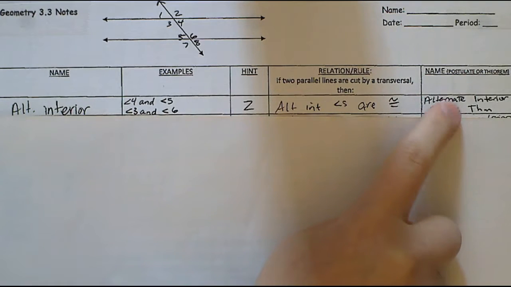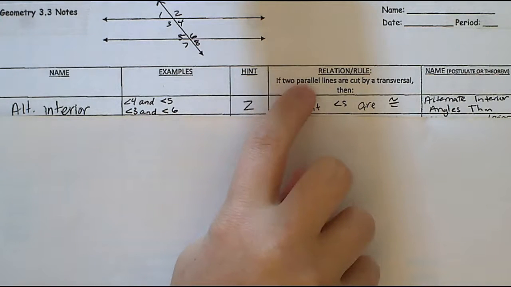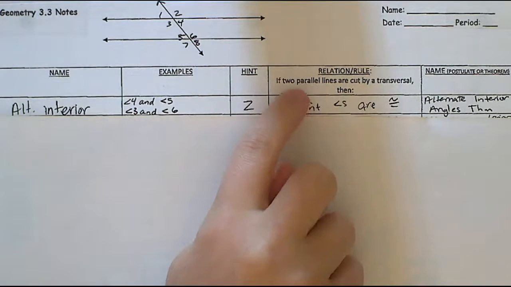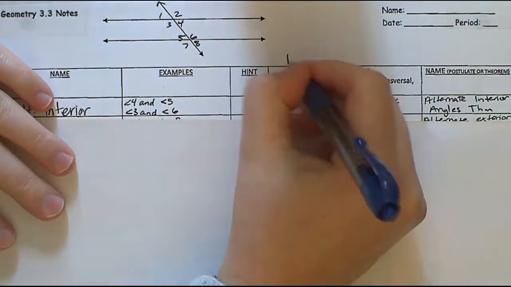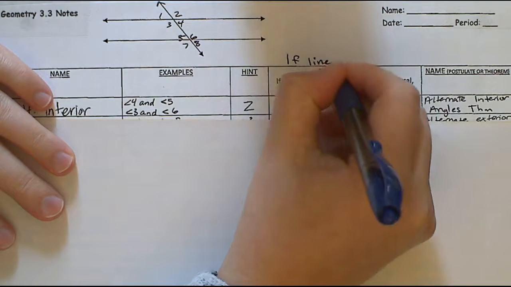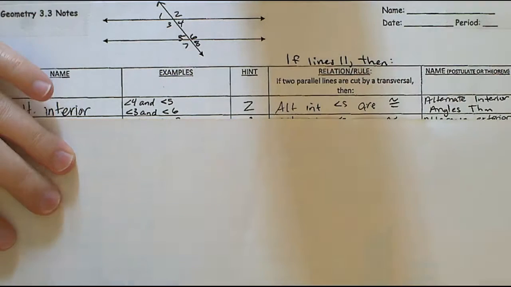You don't really need to memorize this, but you do need to know how to write the if-then statement. And the important thing is that you always start with "if two parallel lines are cut by a transversal," or you can simply say "if lines are parallel," comma, "then" all of these relationships happen.